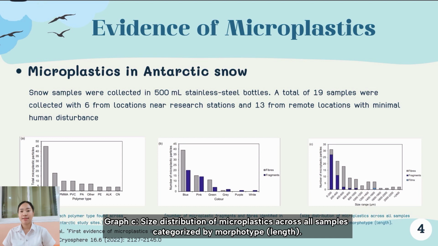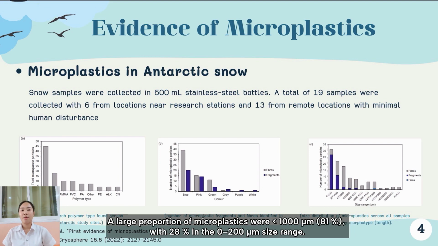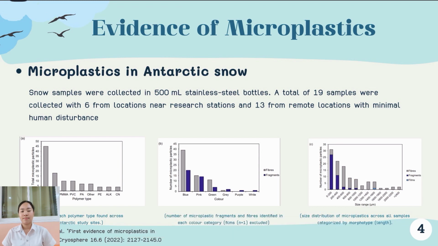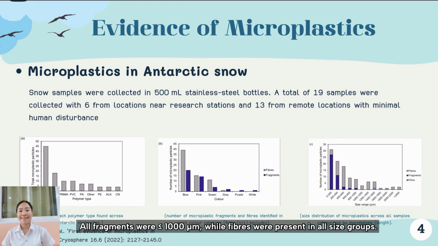Graph C, size distribution of microplastic across all samples, categorized by morphotype length. A large proportion of microplastics were less than 1,000 micrometers, 81%, with 28% in the 0 to 200 micrometer size length. All fragments were less than or equal to 1,000 micrometers, while fibers were present in all size groups.